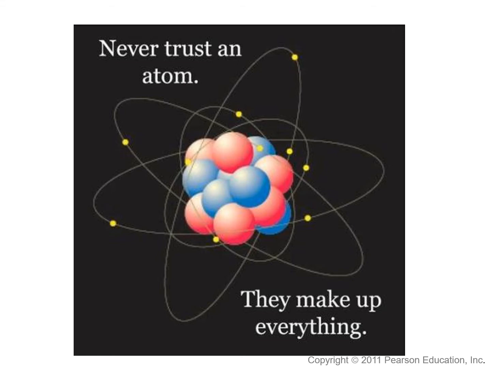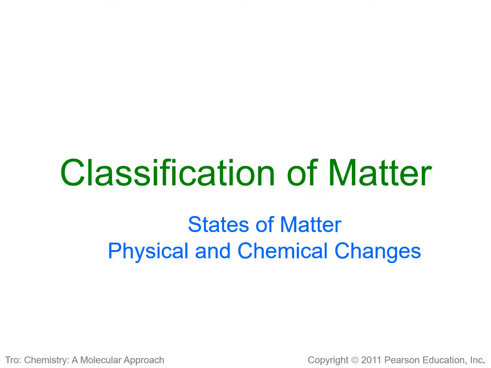And as chemists, we do like to put things into categories. And so we are going to talk a little bit about how we can classify matter. So we'll talk about different states of matter. We're also going to talk about physical and chemical changes that occur.